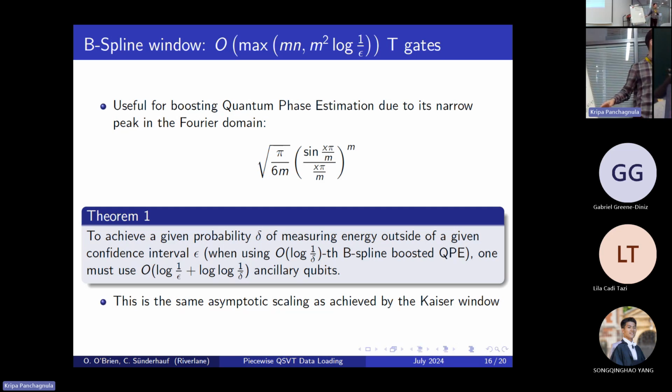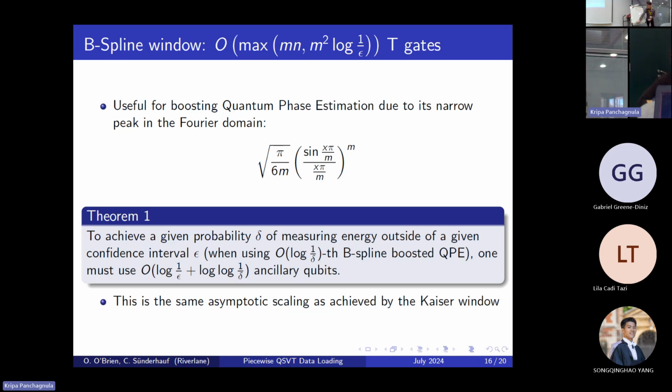And this is peaked around E, but it's not sharply peaked. So it has fat tails. So the probability of measuring an energy that isn't close to the actual energy is large. And this causes problems when we want to do coherent quantum phase estimation.